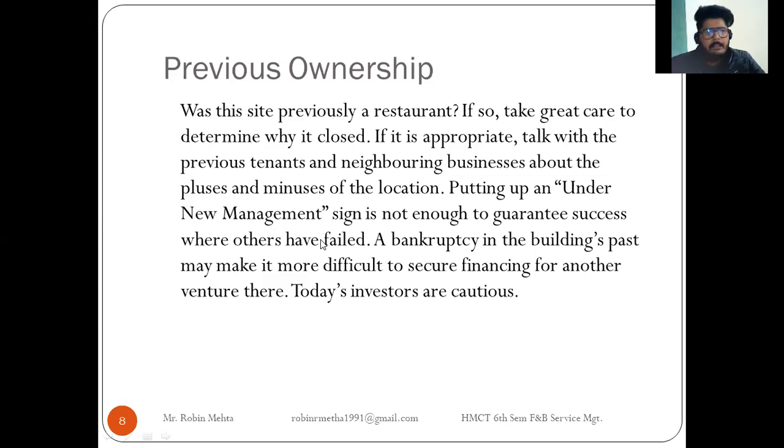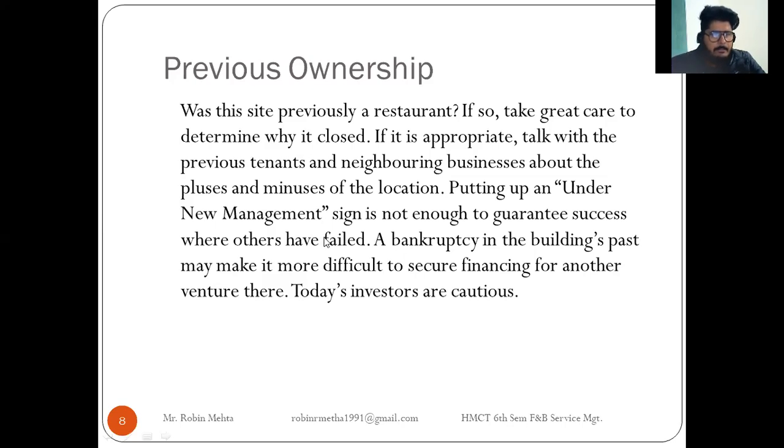If so, take great care to determine why it is closed. First we have to analyze and make points on why that restaurant is closed, or why this place is sold to me by the previous owner. Like, why did he sell it to me? Okay. This is the first point.